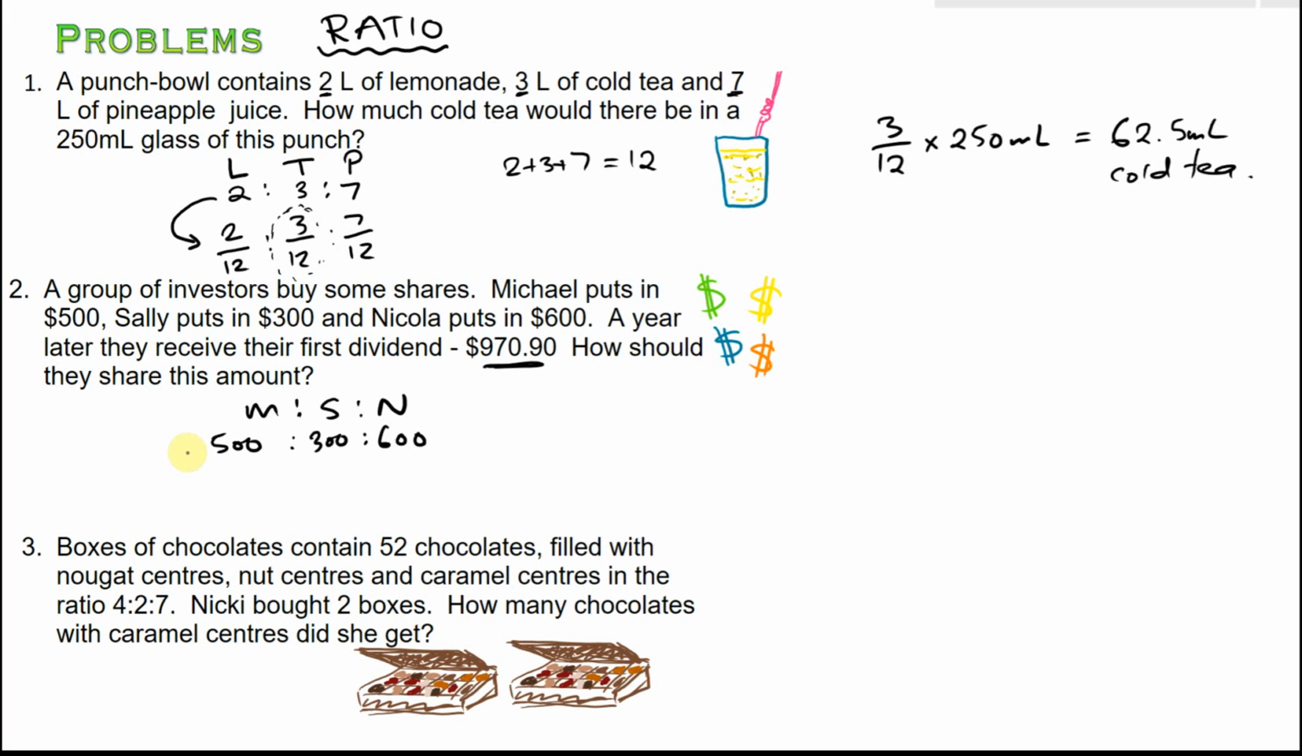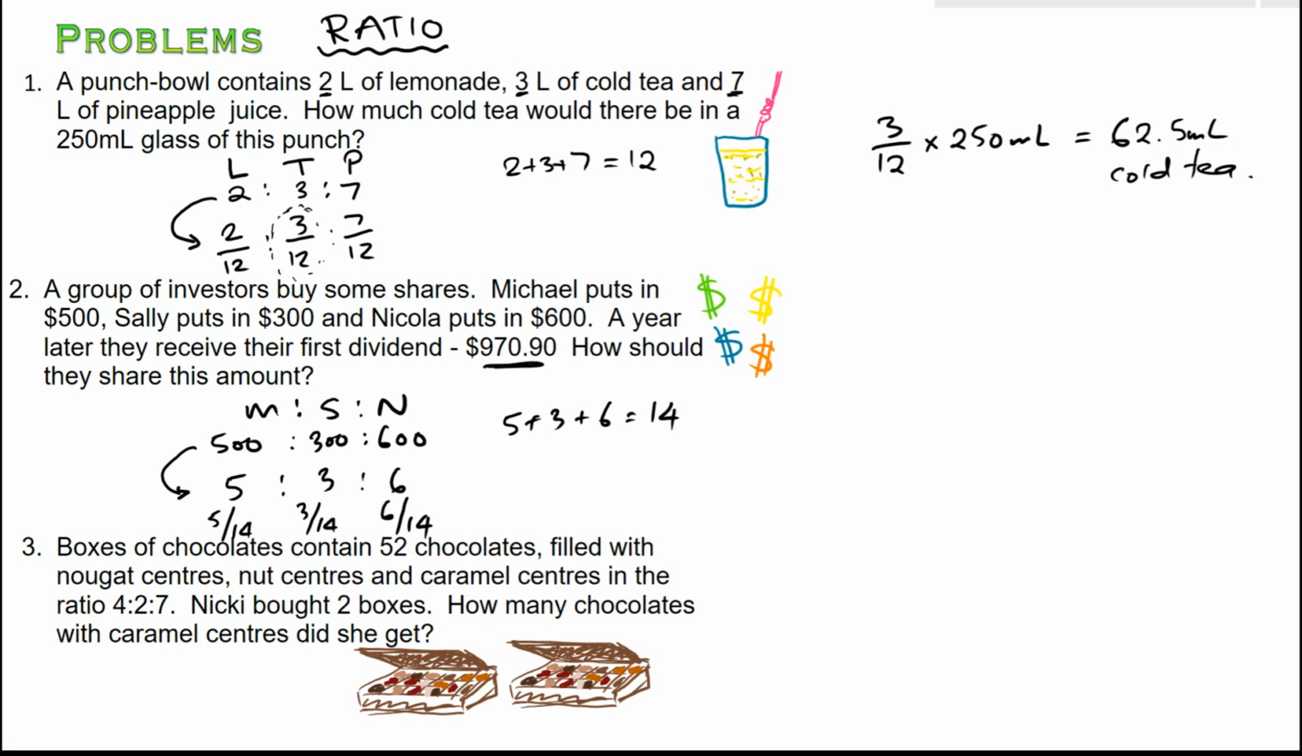Now we can simplify this ratio. You can see that 100 goes into each of those parts evenly, so dividing through by 100 we end up with 5 to 3 to 6. Okay, our total number of parts would be 5 plus 3 plus 6, and that is equal to 14. So our fractions will be Michael will get 5/14, Sally will get 3/14, and Nicola will get 6/14.